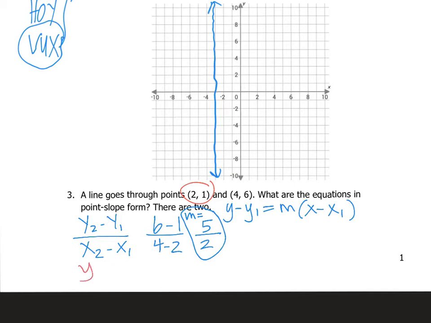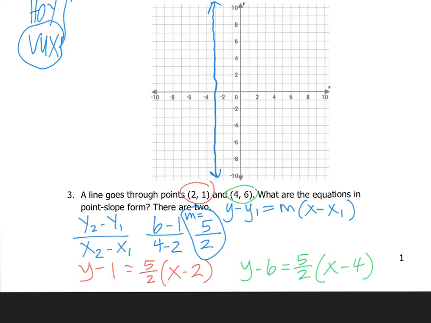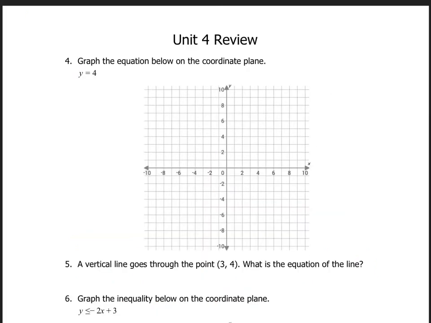So y minus y1, which is 1, equals our m, which is 5 over 2, times x minus 2. And then in green, I'm going to be using the other coordinates. So y minus 6 equals 5 over 2 times x minus 4. So you would need both of those in order to get this question right. Okay, so now we are on the second page.